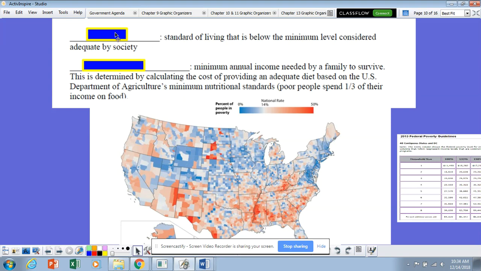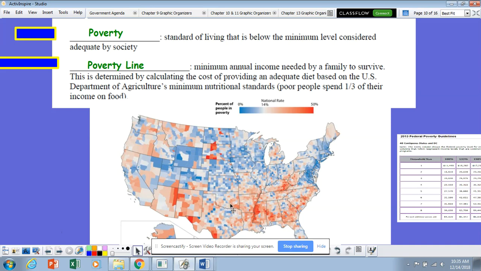So let's start. Poverty is the standard of living that is below the minimum level considered adequate by society. And the poverty line is the minimum annual income needed by a family to survive. This is indicated by calculating the cost of providing an adequate diet based on the U.S. Department of Agriculture's minimum nutritional standards. What it basically says is that poor people spend about a third of their income on food, and hence they are the ones who are struggling, obviously, to make ends meet.